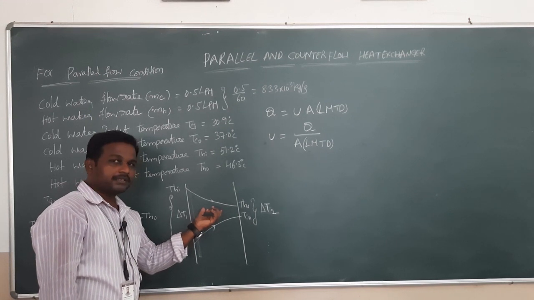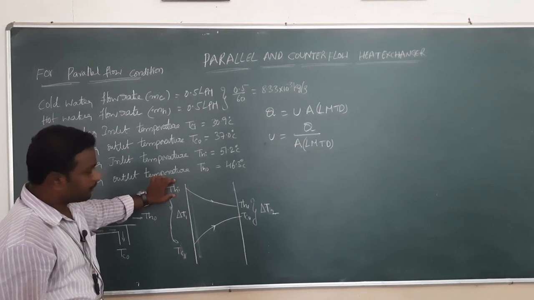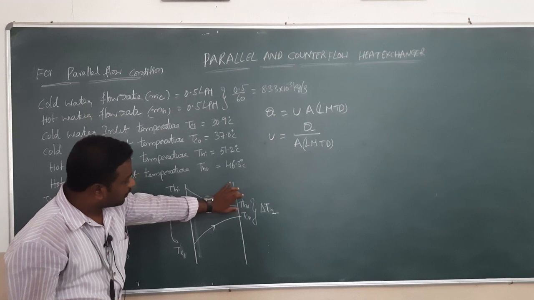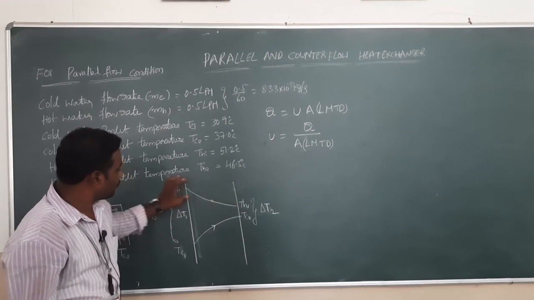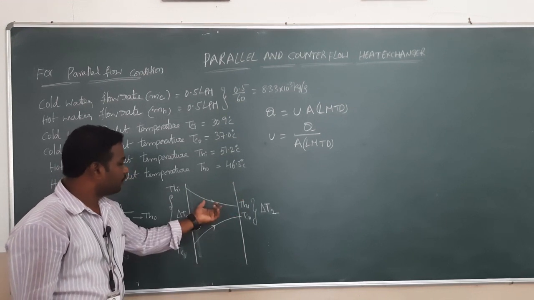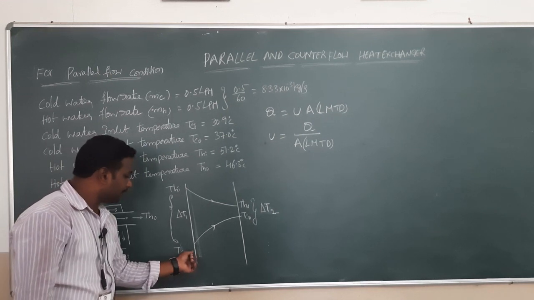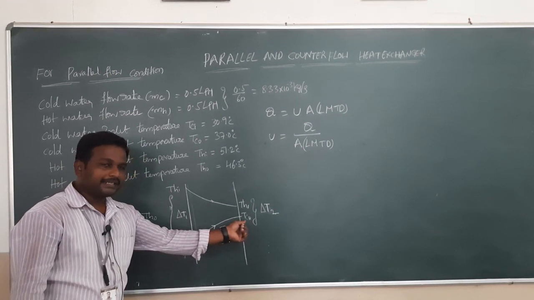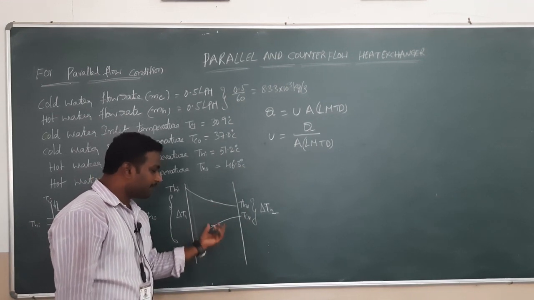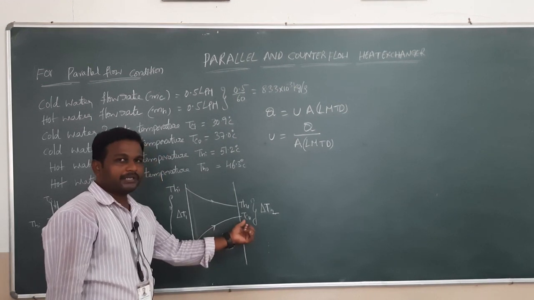This is the temperature profile of hot and cold fluids. Initially, the hot fluid temperature is high, and at the outlet of the heat exchanger, the temperature of the hot fluid will be low compared to the initial value, because it will lose heat. Coming to the cold fluid, initially the cold fluid temperature is low, and at the outlet of the heat exchanger the cold fluid temperature will be high because it will absorb the heat from the hot fluid. Compared to the initial value, the final value will be high.